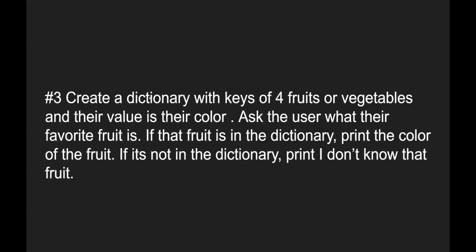So for number 2 or 3, create a dictionary with keys of 4 fruits or vegetables, and their value is their color. And then ask the user what their favorite fruit is. If that fruit is in the dictionary, print the color of the fruit. And if it's not in the dictionary, print that you don't know that fruit. I'll use the in or not in operator again.